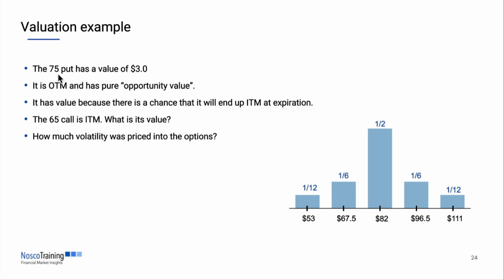For example, we saw the 75 put had a value of 3, right? And remember, the forward was at 82. The strike of the put was 75. The put is the right to sell. If the market is at 80 or 82, selling at 75 is not very thrilling. So this option was clearly out of the money.